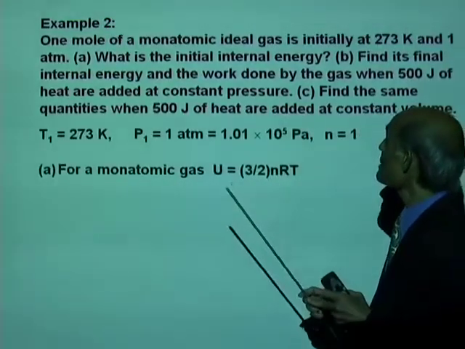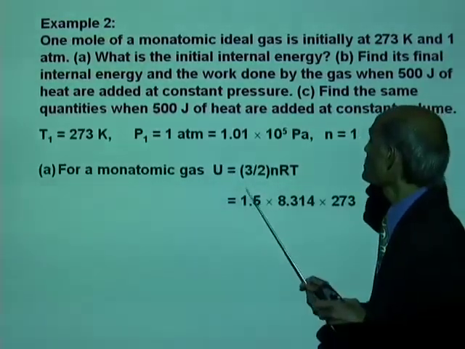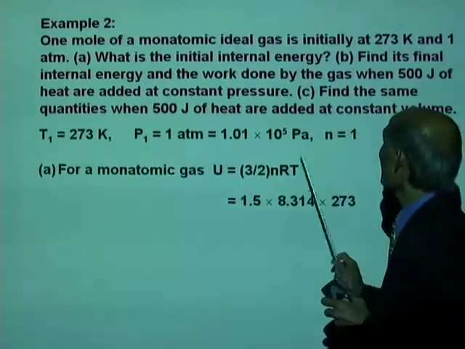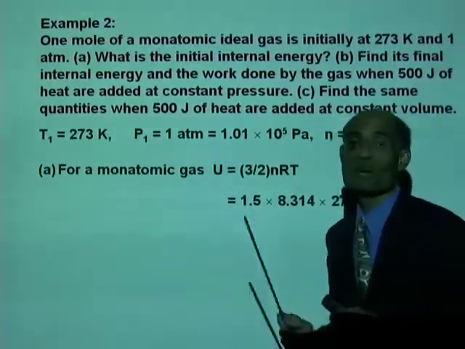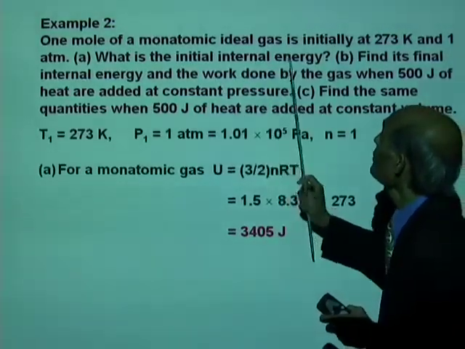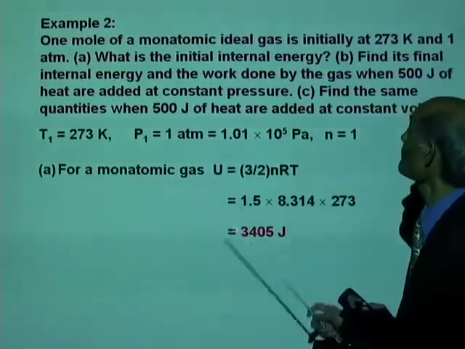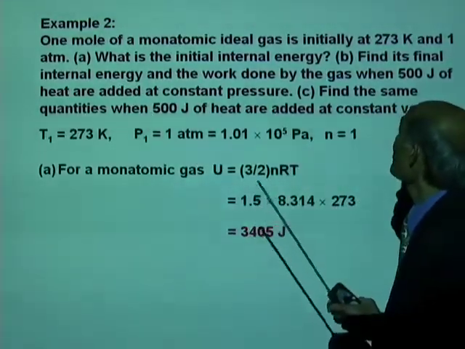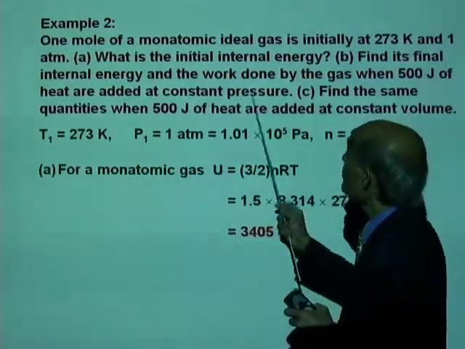Now what are the things that we have? Do we have the temperature? Yes. So that will be 3/2 is 1.5 times n is given 1 mole times R is 8.314 and the temperature is 273. So the internal energy of the gas at constant volume is 3,405 joules.